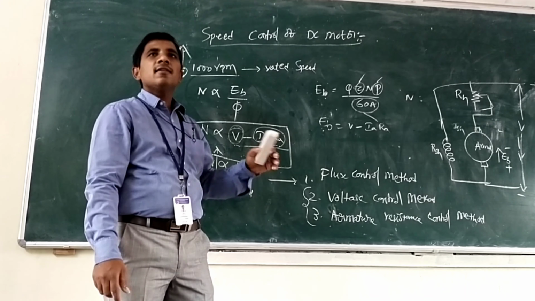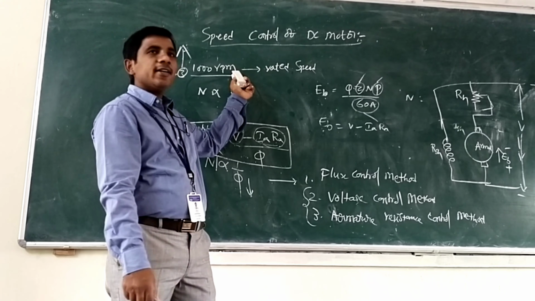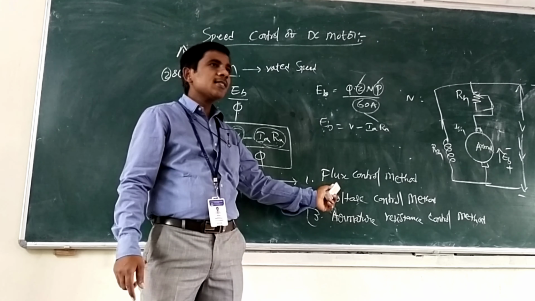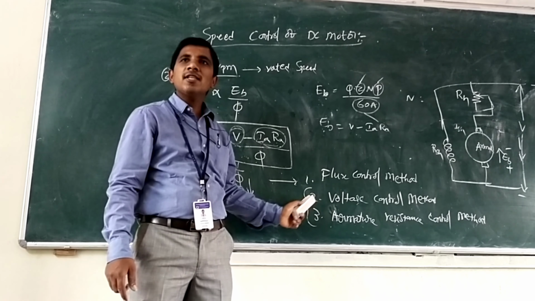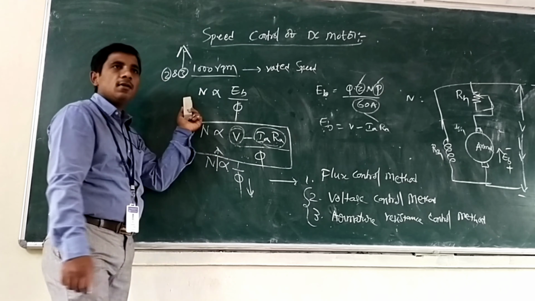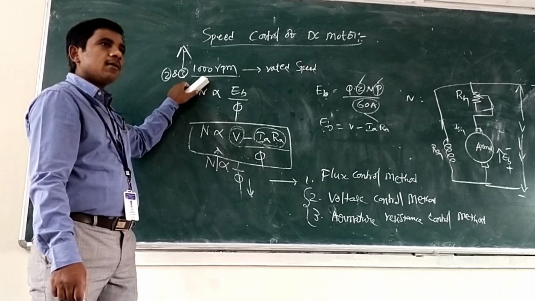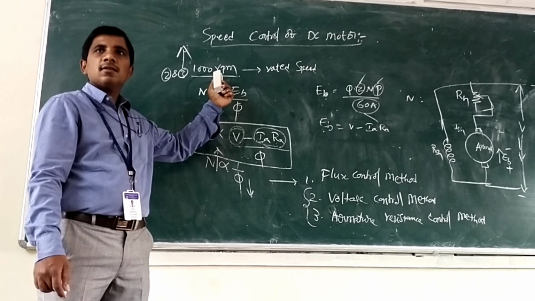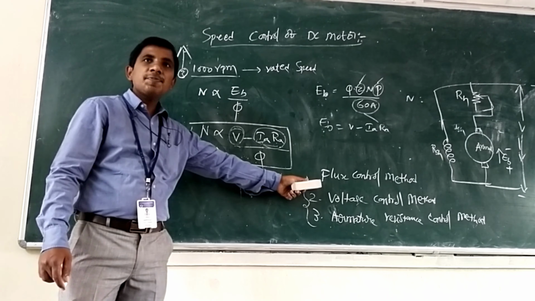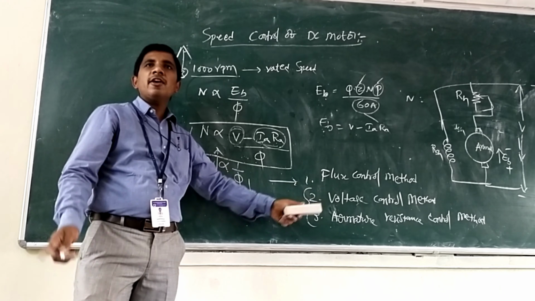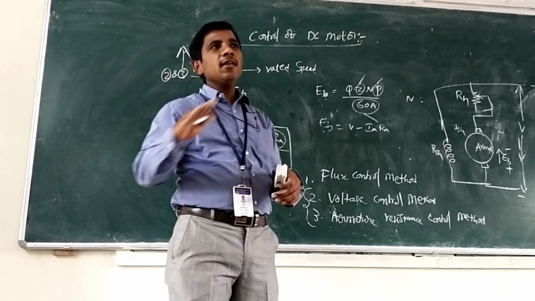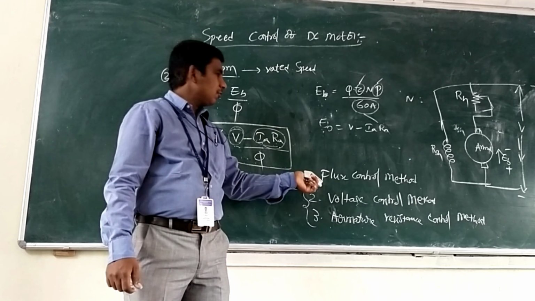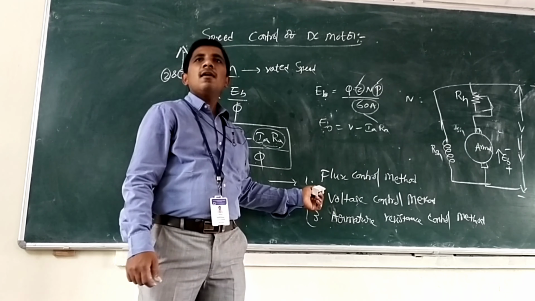In some cases the speed may need to be more than rated speed. We have to remember one thing: for more than rated speed, the flux control method is used. Below the rated speed means below 1000. Normally the rated speed may be 1500, 1200 like that. If you want more than rated speed, that is the flux control method. In aeroplanes, more than rated speed is required. For that, we have to use the flux control method.